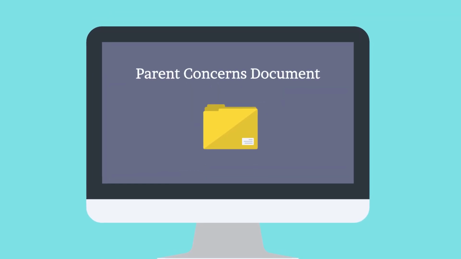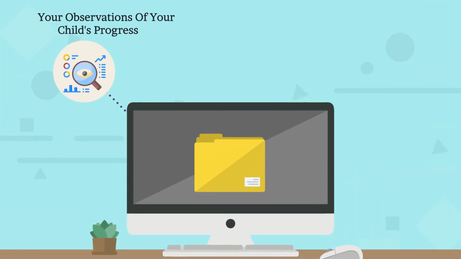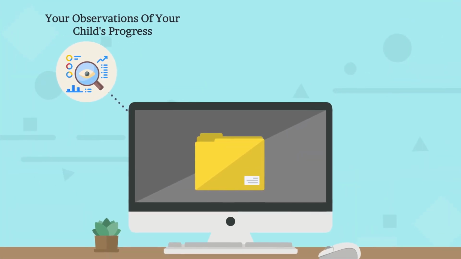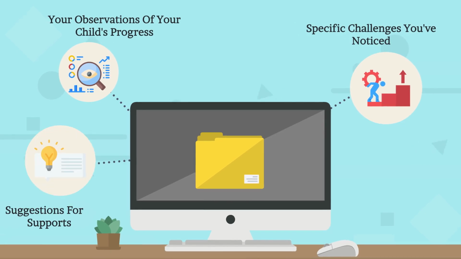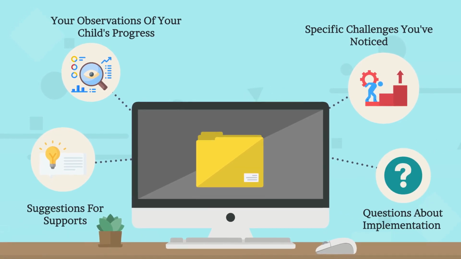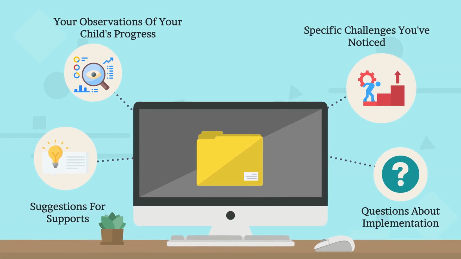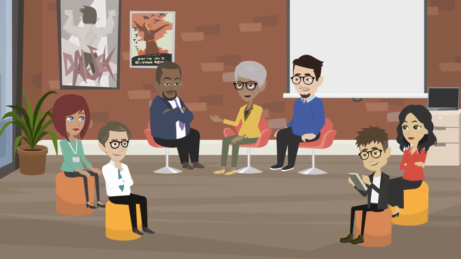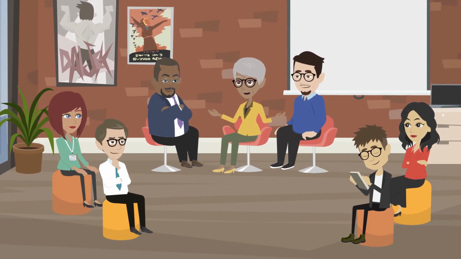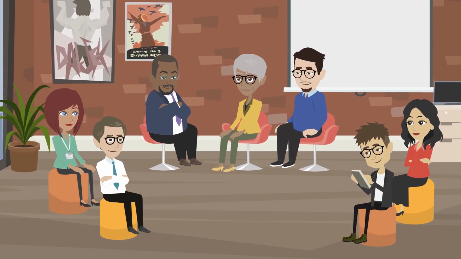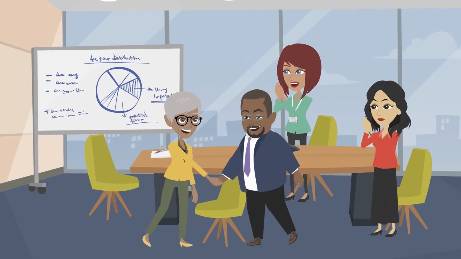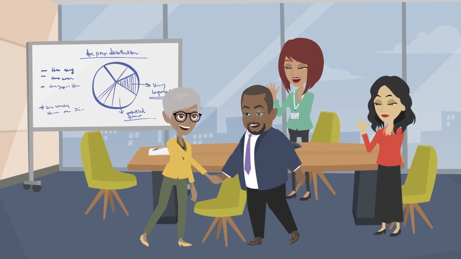Here's a pro tip from my teaching experience. Create a parent concerns document. This should include your observations of your child's progress, specific challenges you've noticed, suggestions for supports, questions about implementation. Remember, disagreement isn't bad. Some of the best IEPs I've seen came from productive discussions where parents and schools initially disagreed but worked together to find solutions.